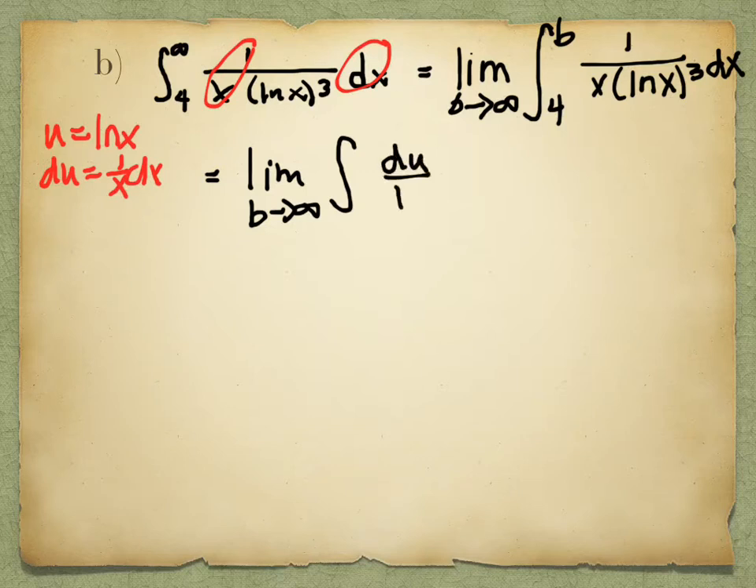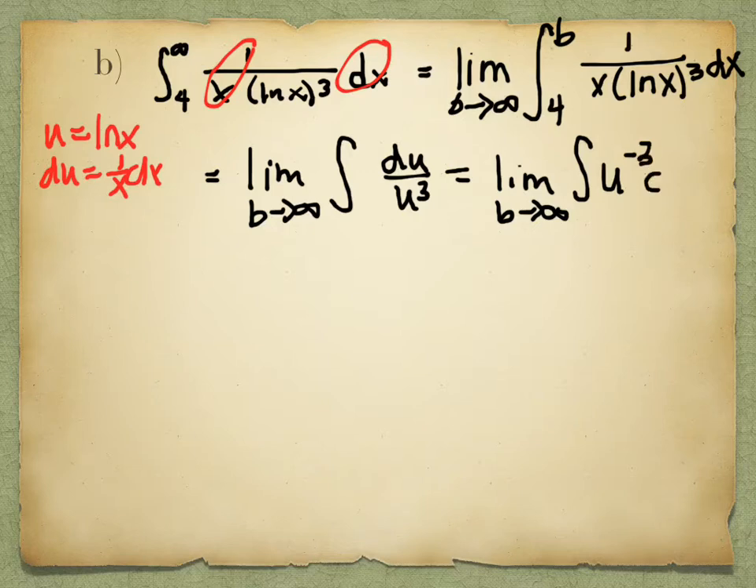du over u cubed. Or if you prefer, you could write 1 over u cubed with a du at the end. We all good with that? Well, nobody's complaining, so I guess so. All right. What is the antiderivative of 1 over u cubed? Now let me rewrite this one more time this way. Does that look okay? Okay. What is the antiderivative of u to the negative 3?